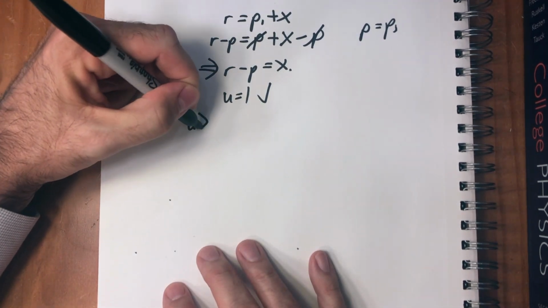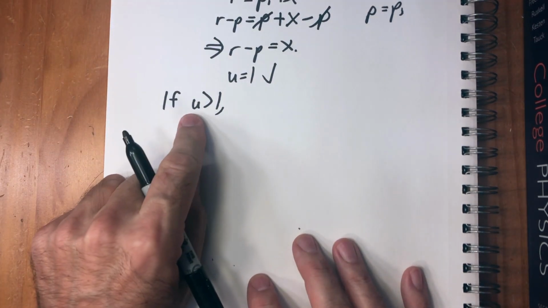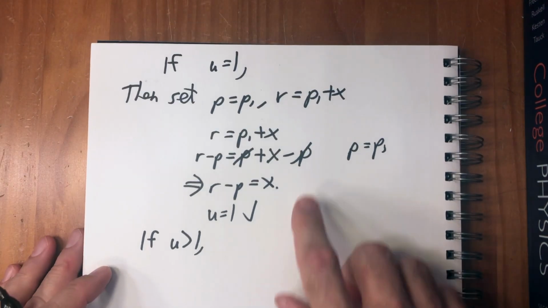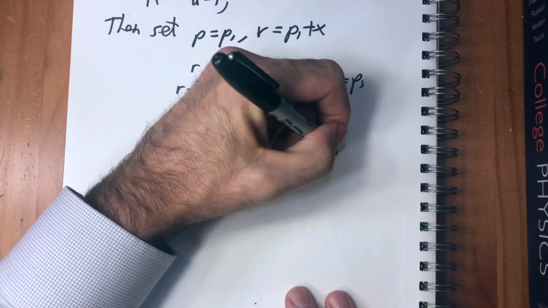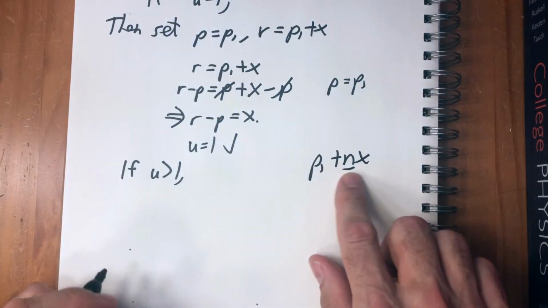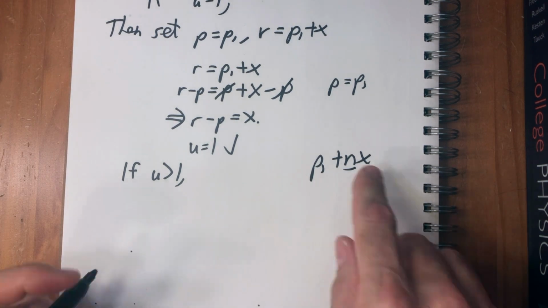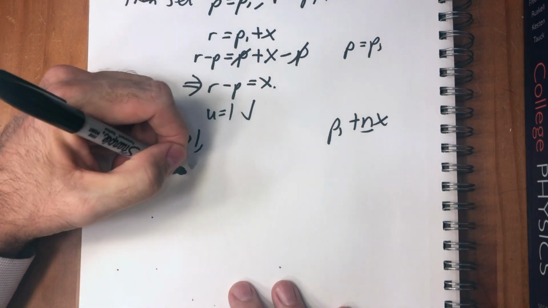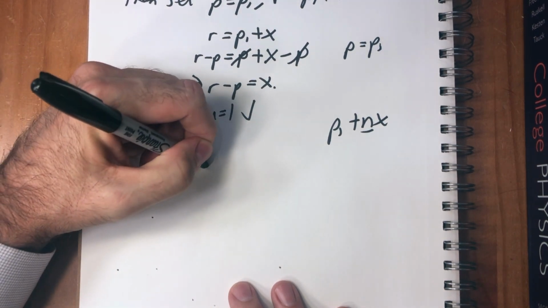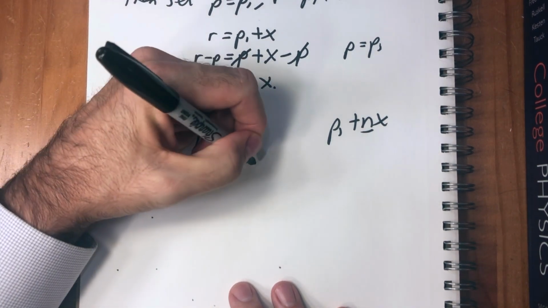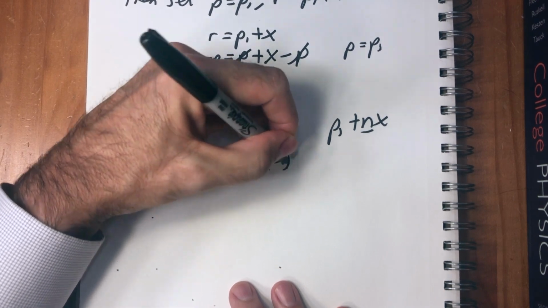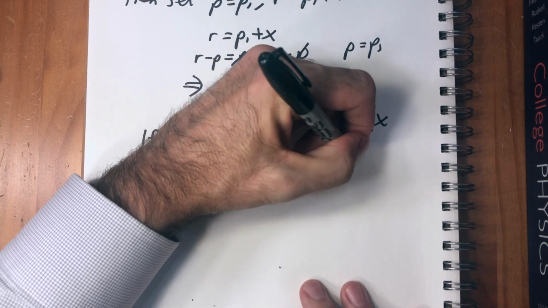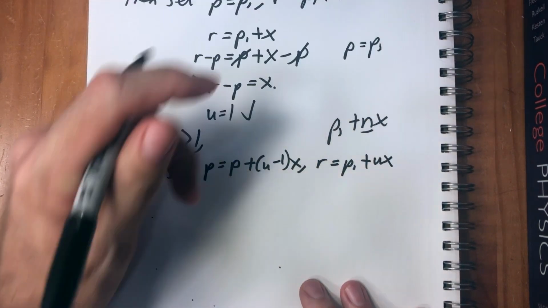Now, if u is greater than 1, and again, it can't be less than 1 because we started with x positive. So the n here, when we have nx, has to be positive too because the x is positive. So we have to go to the right from p1. So if u is greater than 1, then set p equals p1 plus (u minus 1)x, and r equals p1 plus ux.